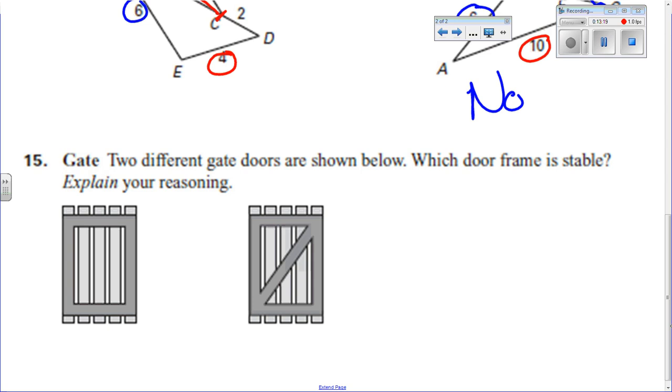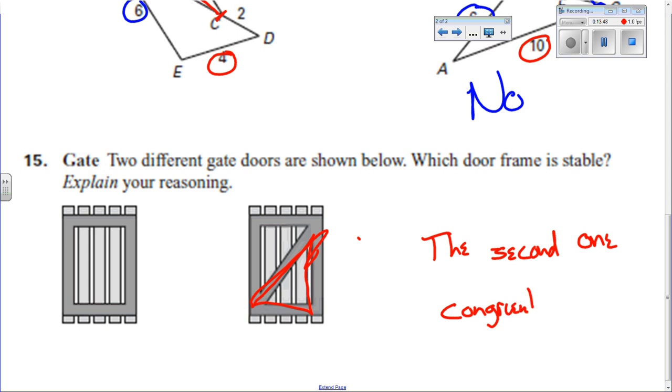Two different gate doors are shown below. Which door frame is stable? I think based off of what you know so far, these are the ones with the congruent triangles. And so it's going to be the second one. Because of congruent triangles. This should be easy questions that you should never miss.